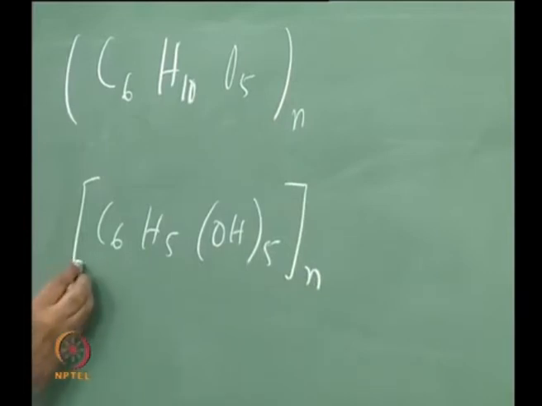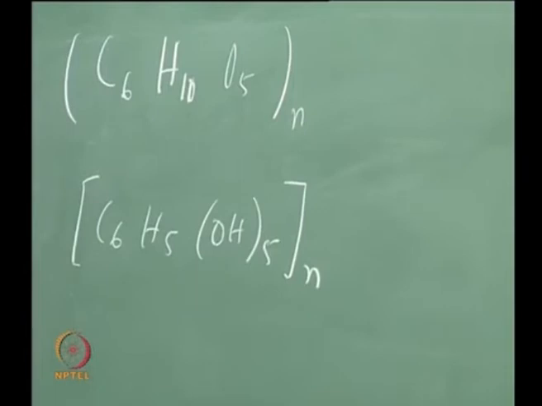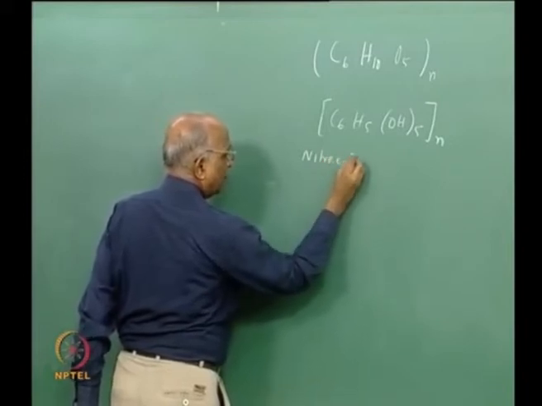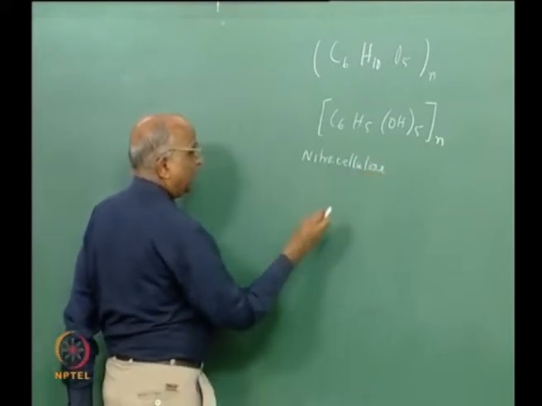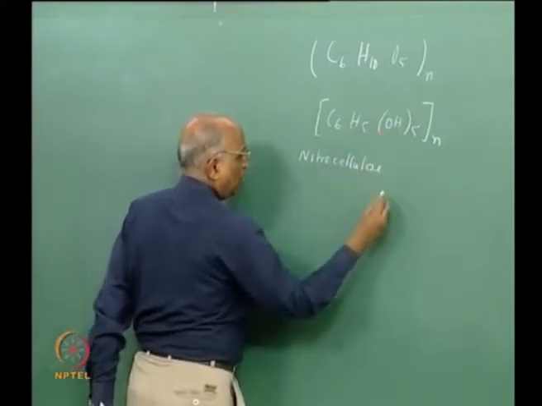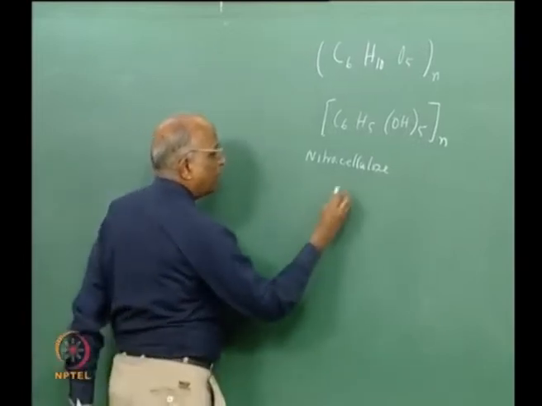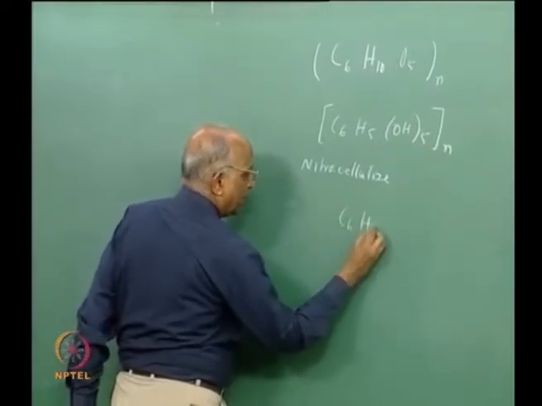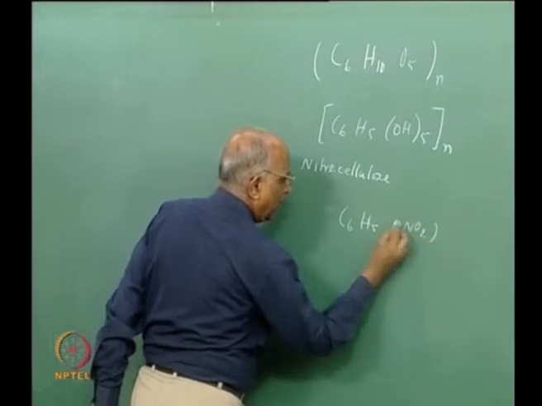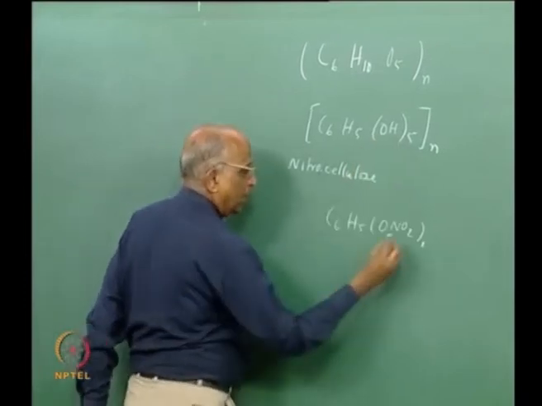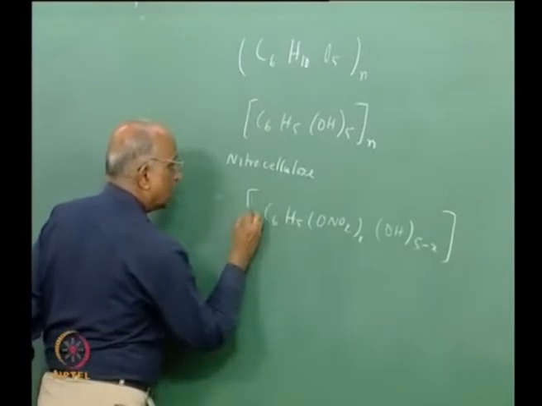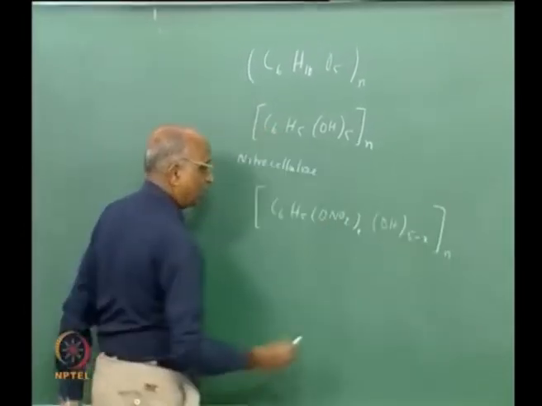Well, this is the formula for cellulose, and suppose I want to nitrate it, that means I want to make nitrocellulose. I take some of the OH over here, substitute it by ONO2, and what I get is maybe part of them, not all 5 in the molecule. I take X of the 5 over here, and the balance OH is still available as 5 minus X, and this is to the power n, the number of times this gets repeated.